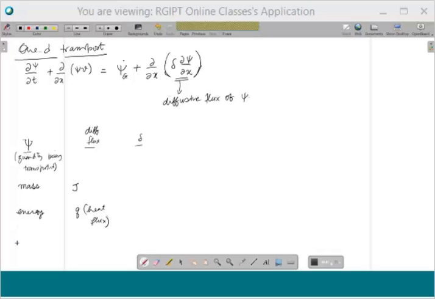And momentum. Associated with momentum, if you consider psi to be momentum, then what is this flux? Momentum transported or crossing. Now remember, momentum is a vector. In general, momentum is a vector.